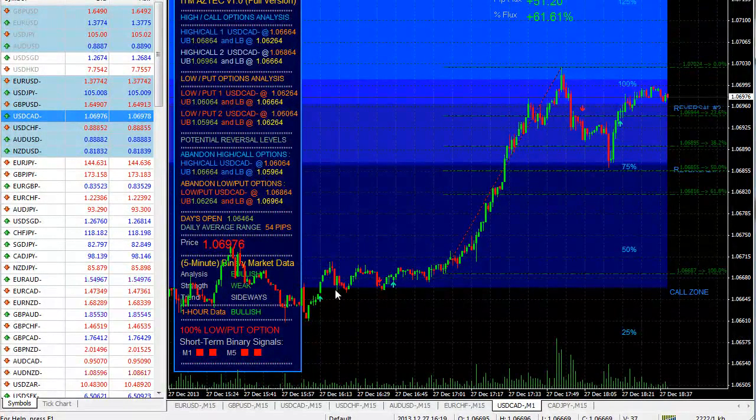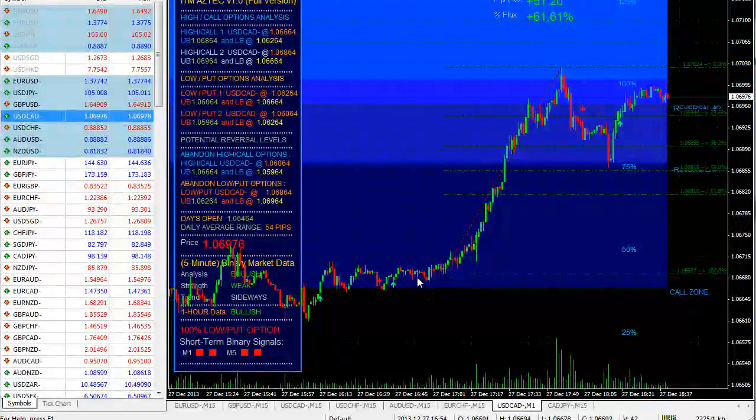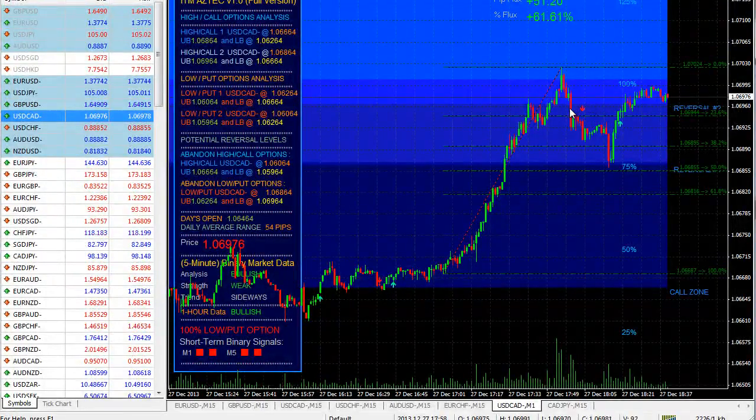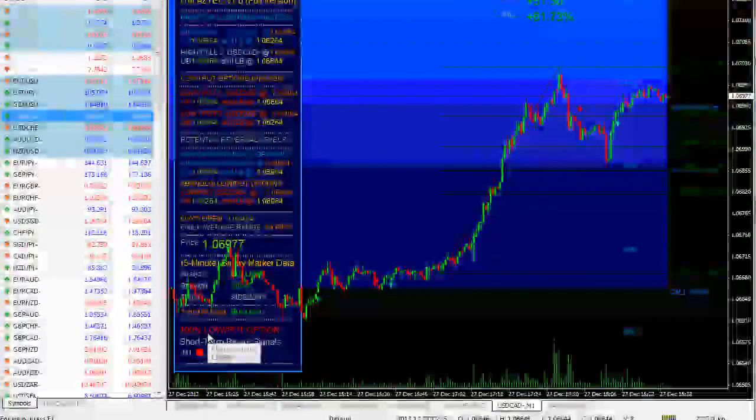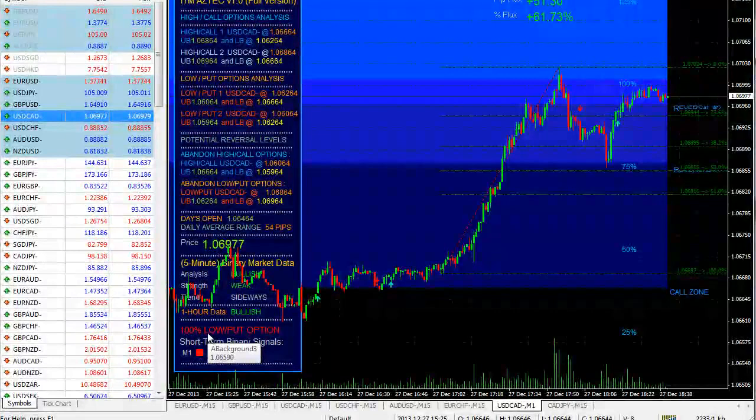So if you have ITM Aztec, then you can use it to trade like this. Wolf Wave technology is built into ITM Aztec, so you don't see the wolf waves on the screen, but you see the arrows and the information here signaling where the market is going. So when you see 100% low put option down here, it basically says that the probability of short-term trades is 100% and that you should ignore any bullish trades.